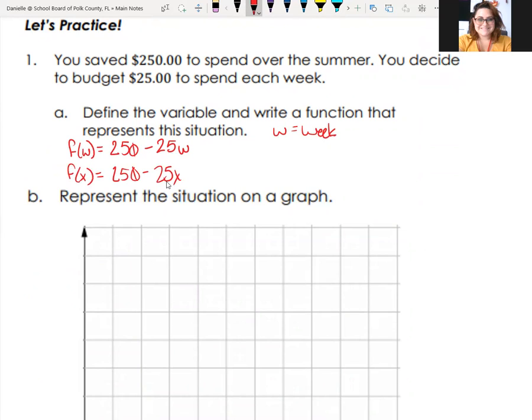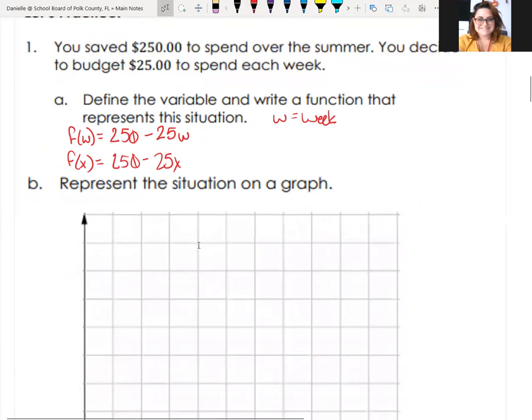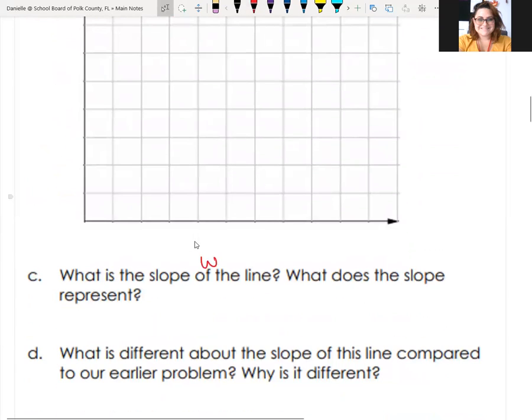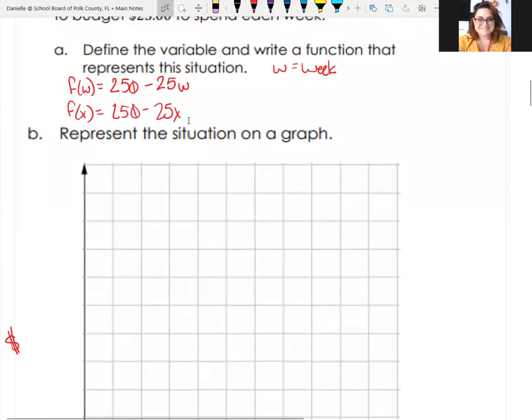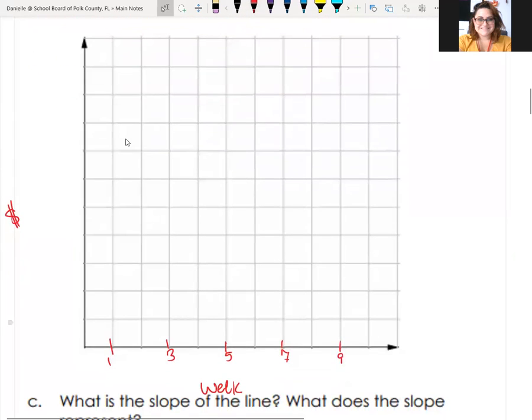So now again, we need to graph. X is our week. So down here, this is week. And this is going to be money. And again, we can go by 1, 3, 5, 7, 9, and in the center would be our even numbers. I need to go all the way up to probably 250. So what should we count by? Let's count by 25s because it's going to go down by 25s.